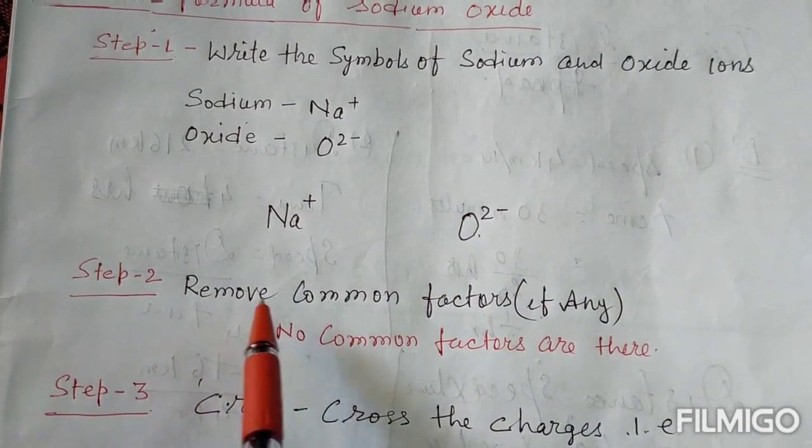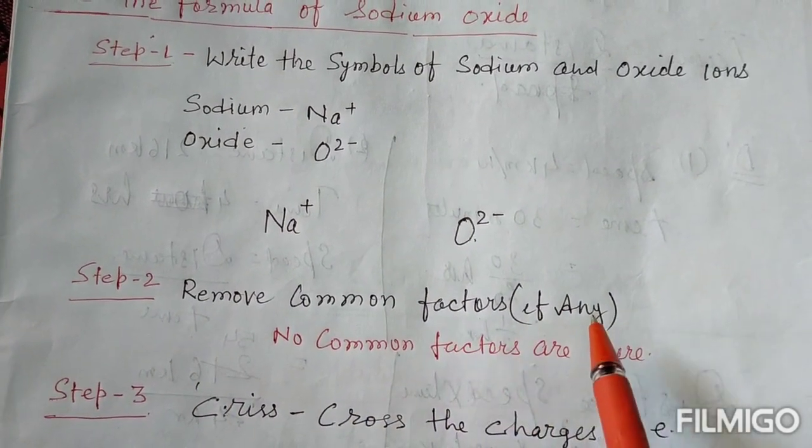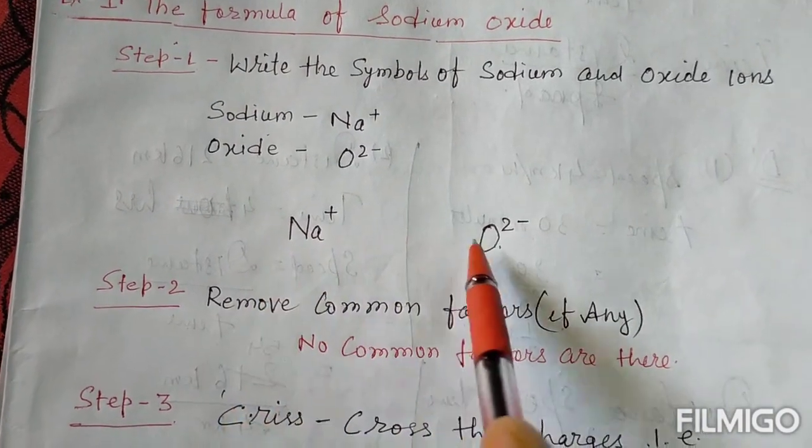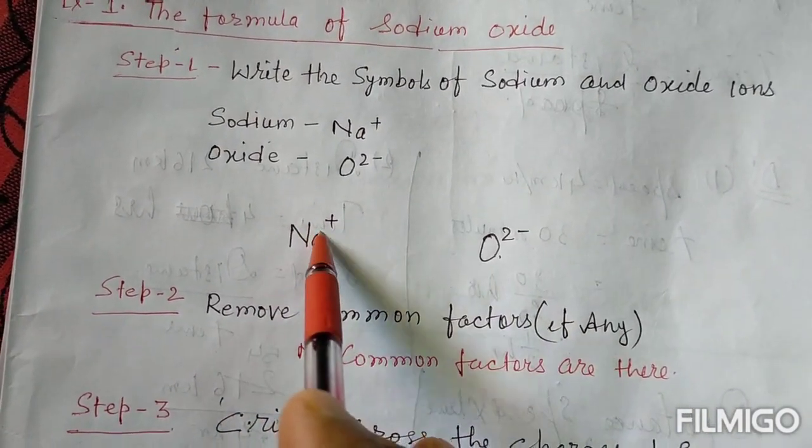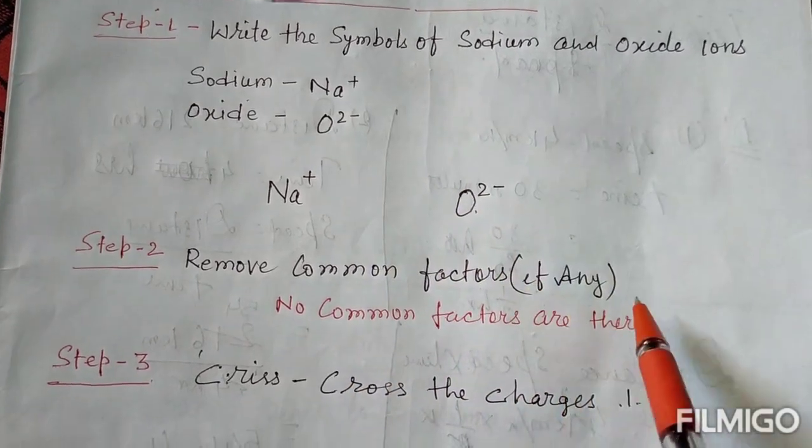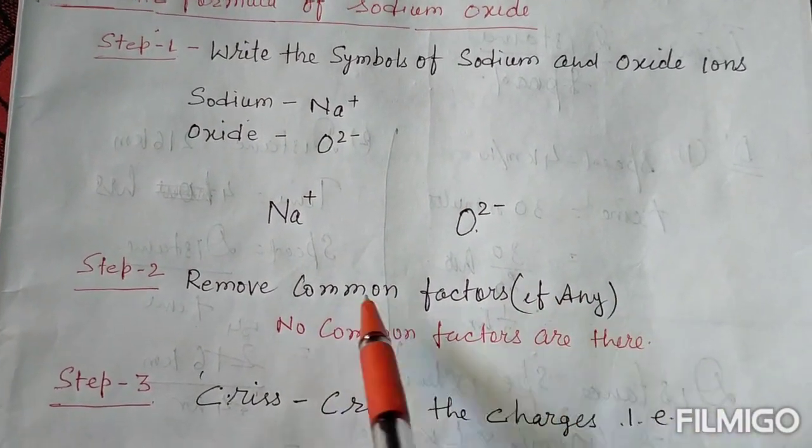Second step, remove common terms or common factor if any. Here is no common factor. This is number 1 and here is 2, so there is no common factor.